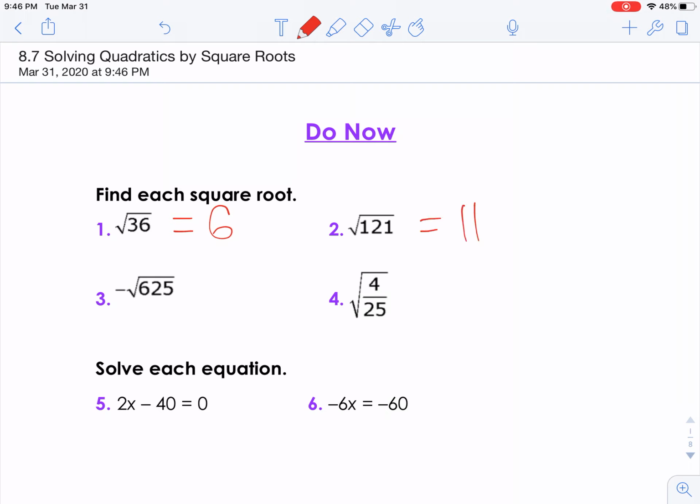Square root of negative square root of 625 is actually negative 25 because that negative sign gets applied after you do the square root. Square root of a fraction, all you do is you do the square root of the top and the square root of the bottom. So this becomes 2 over 5.